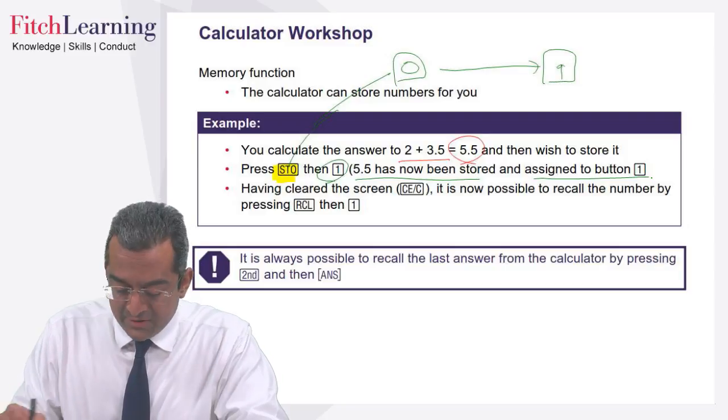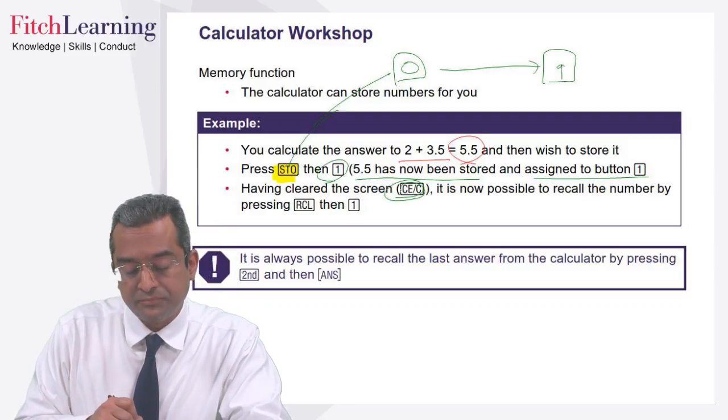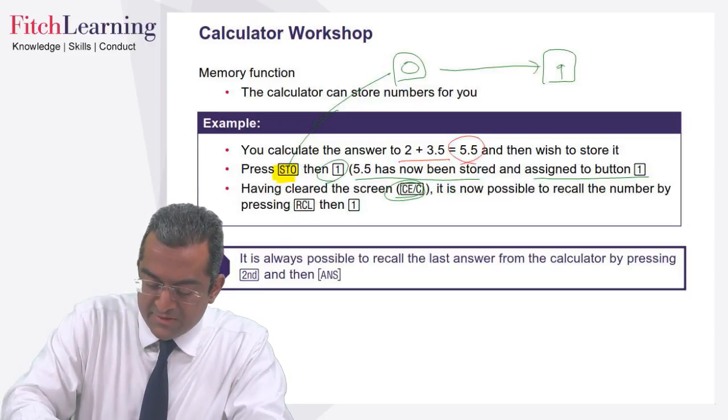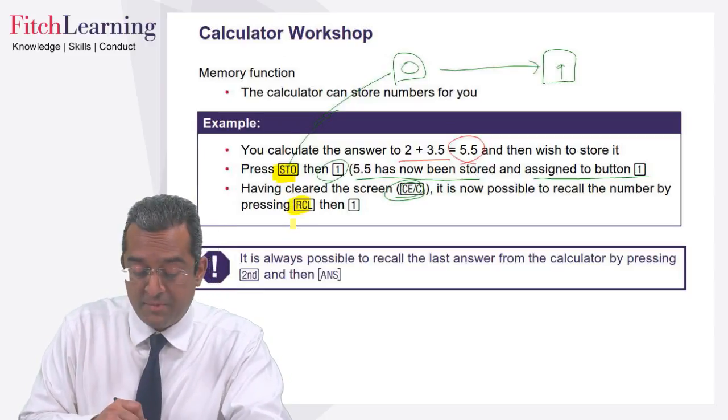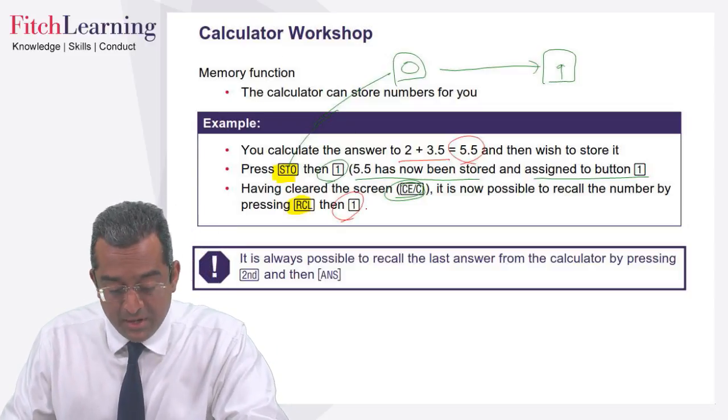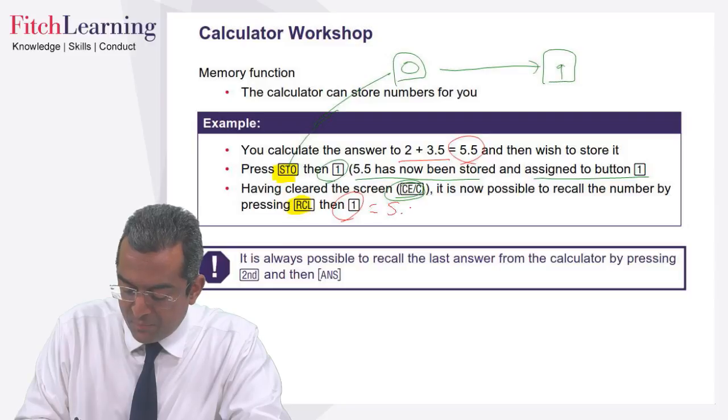Now, having cleared the screen, so press CE/C, it's now possible to recall that number. The RCL button is directly below the STO button, and again you press number 1, of course, and it then says RCL 1. Hopefully you're getting 5.5.